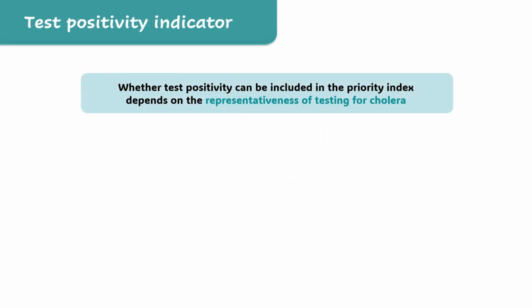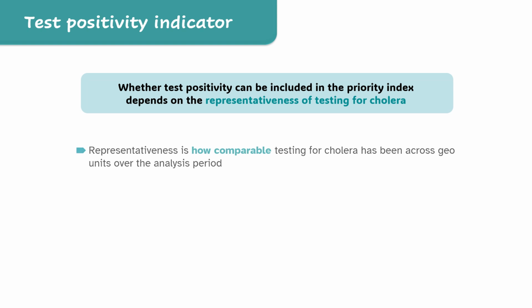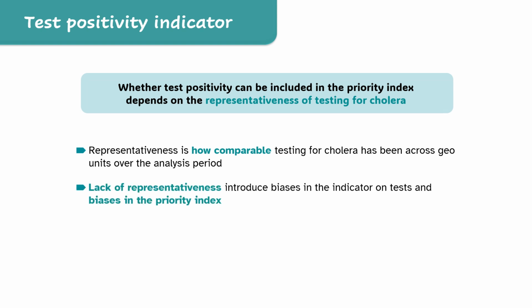In addition to epidemiological indicators, when possible, an indicator on cholera tests is also considered in the priority index. Whether it is possible to include an indicator on tests in the index depends on the representativeness of testing for cholera. This corresponds to the comparability of testing in space and time, meaning across geographic units and throughout the analysis period. Systematic testing for cholera is not yet routinely implemented in all countries, especially when considering retrospective periods.